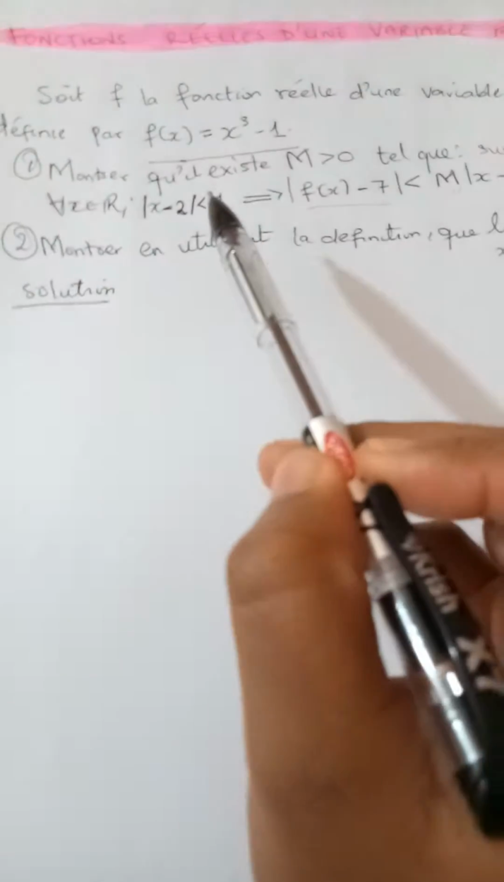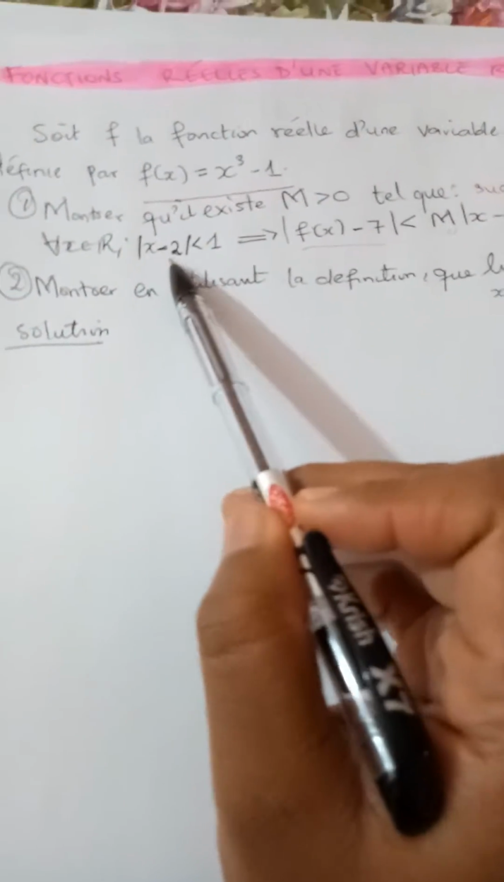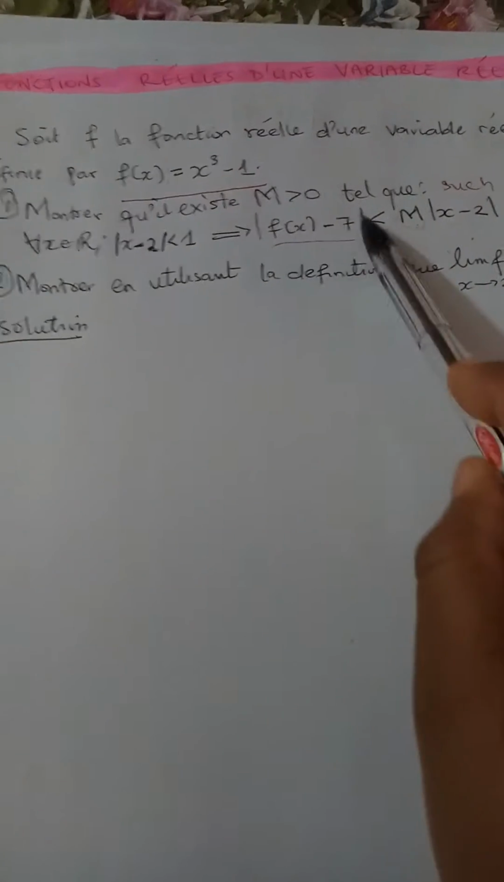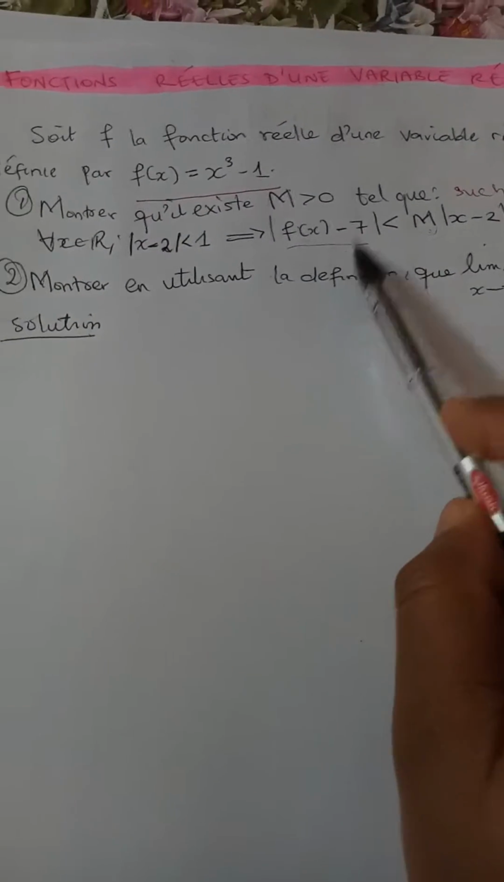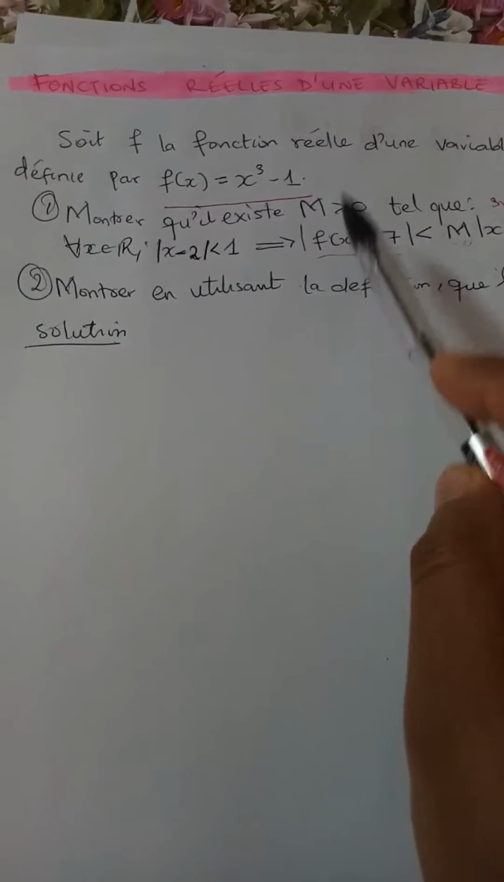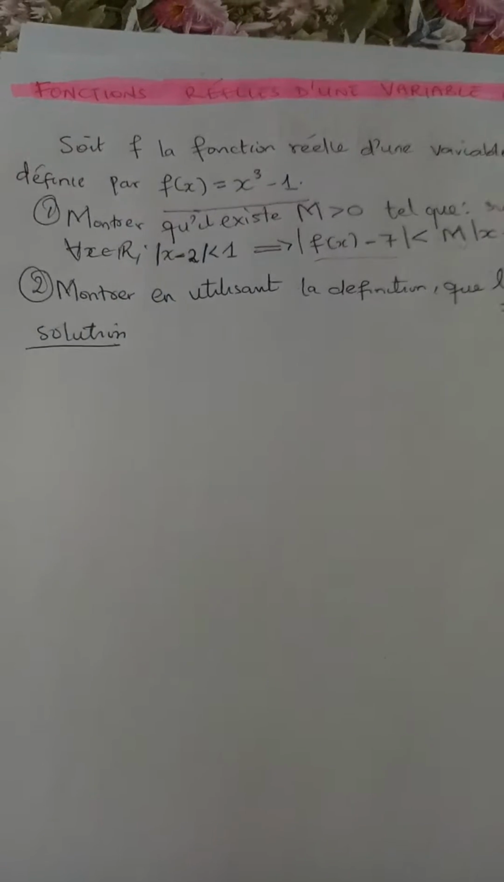First, what are we going to do? We're going to first work with this, because if we have this, then it implies this. Remember, this is what we are looking for. So we have to expand this in absolute value, and we know what our f of x is. It is x raised to the power of 3 minus 1.